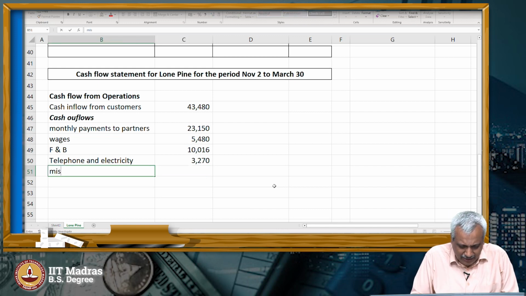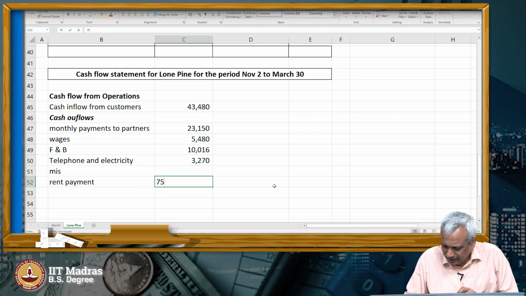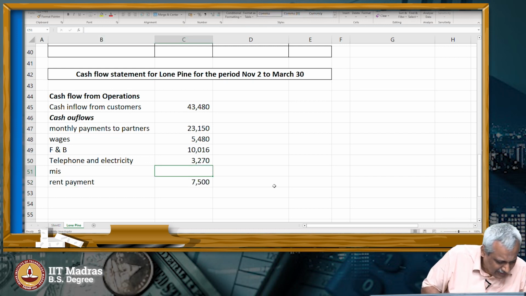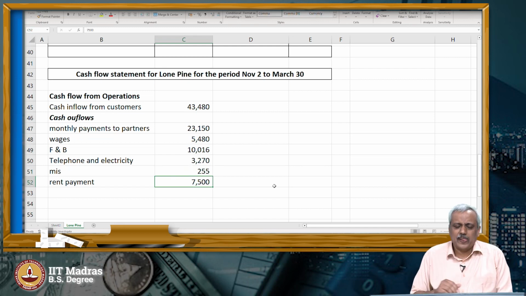Next, what is it? Miscellaneous expenditure and rent payment. Rent payment is 7,500. I remember. What is miscellaneous? It is 255 out there.